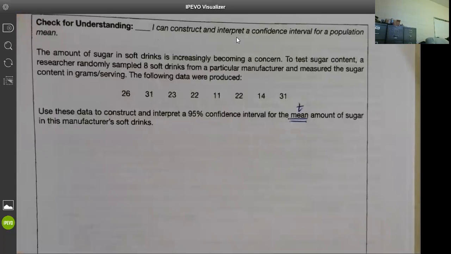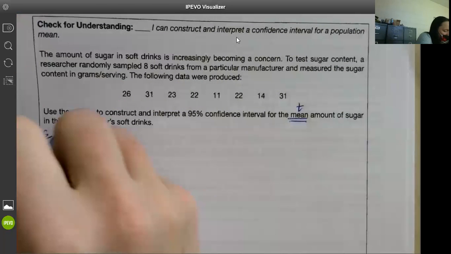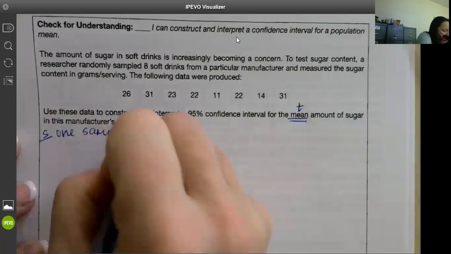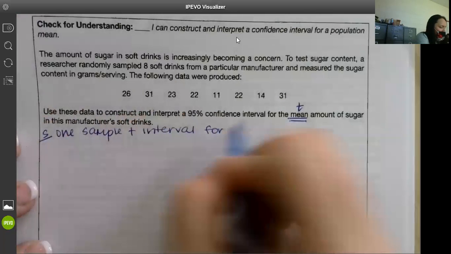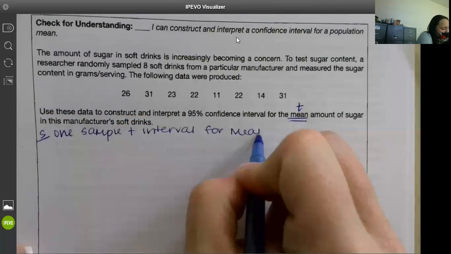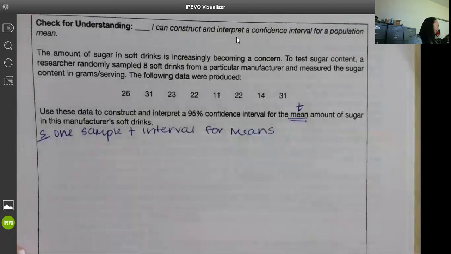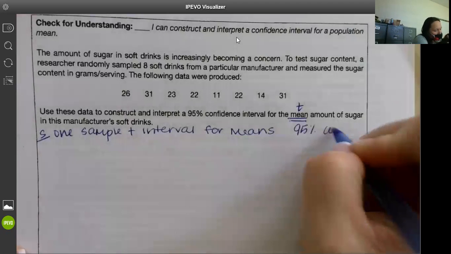All right. So what do we have to do first? We're going to do our state, which means we're going to do a 1 sample T interval, that's what it asks us to do. For what? We did Z for proportions. What are you doing T for? Means. And we want 95% confidence.